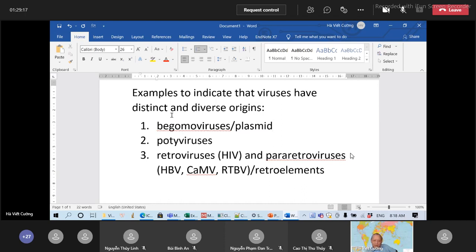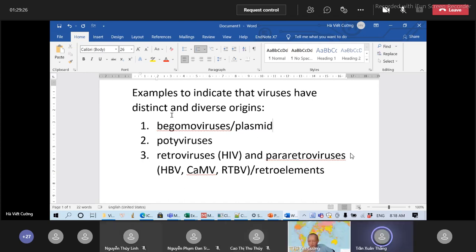Everyone knows about the plasmids? Yes or no? Thang? Yeah, I know about plasmids. You know very well about plasmids, okay? Can you tell me how the plasmids replicate? How do plasmids multiply?